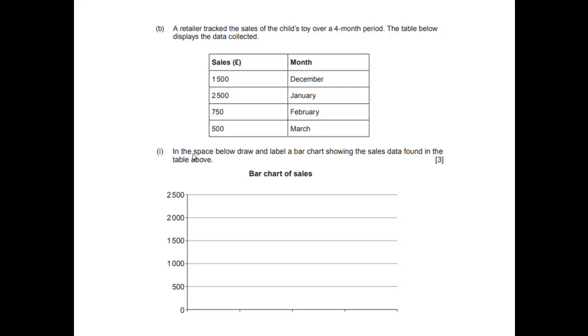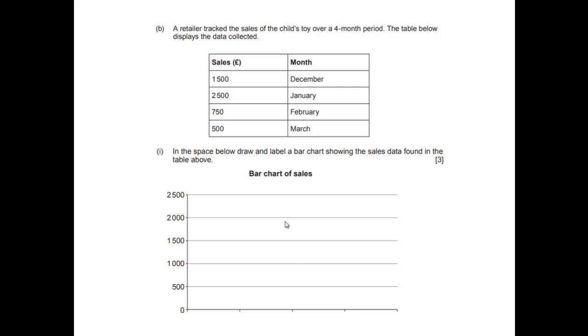So it says, in the space below, draw and label a bar chart showing the sales data found in the table above. And you can see that this is out of 3 marks. So we need 3 things ideally to make sure that we get the 3 marks. So just getting the answer right probably isn't going to get the 3 marks. It's just going to get maybe 1 mark, possibly 2, but more likely to be the 1. So where do the other marks come from?